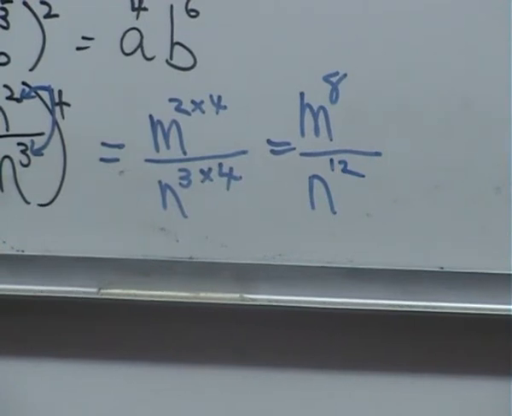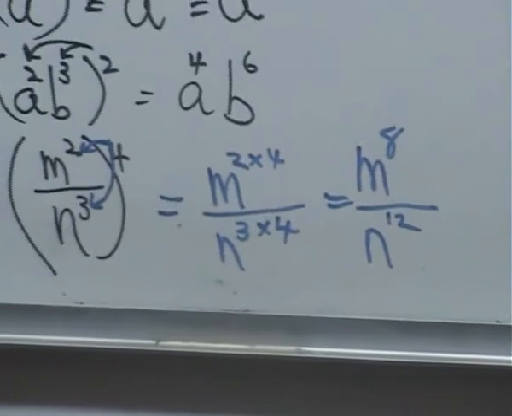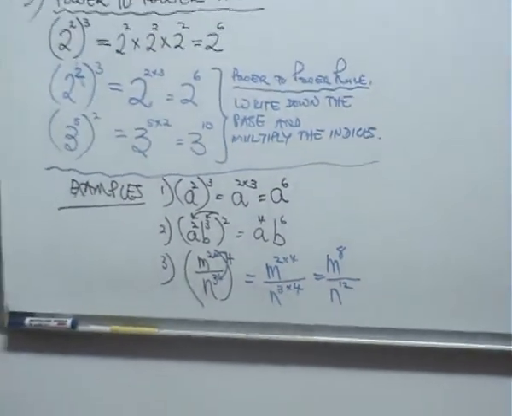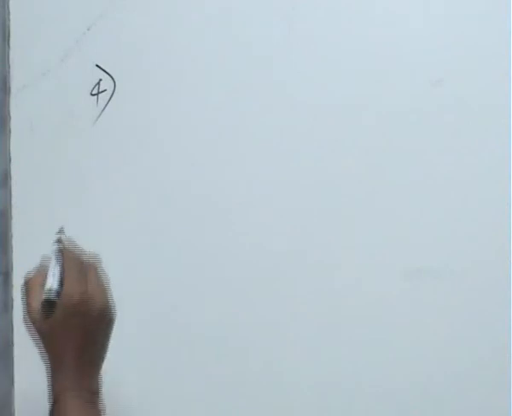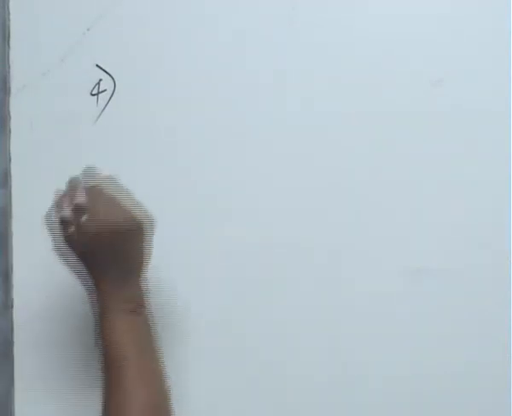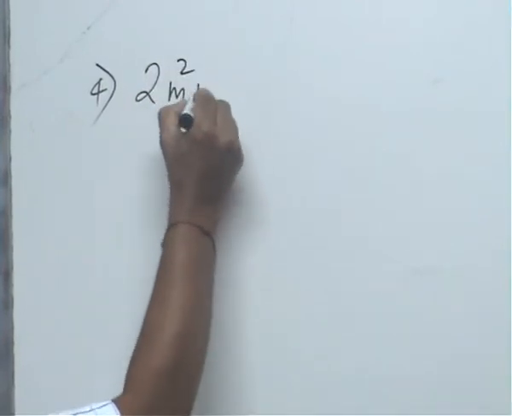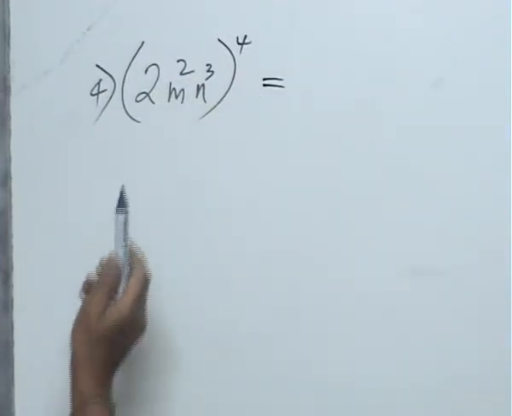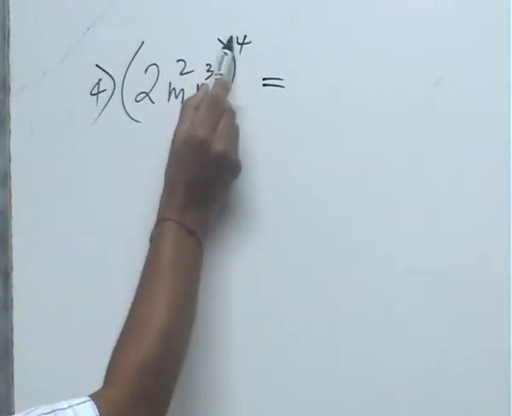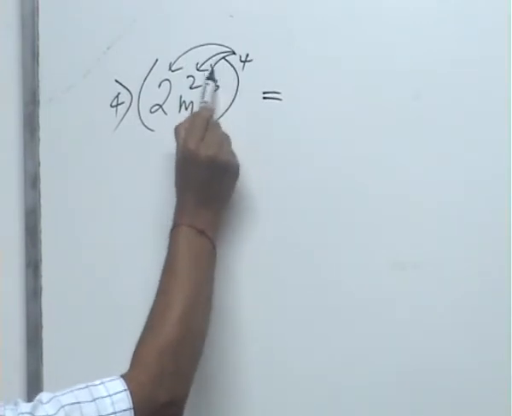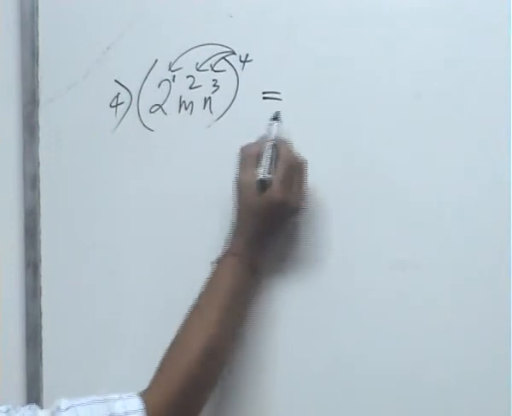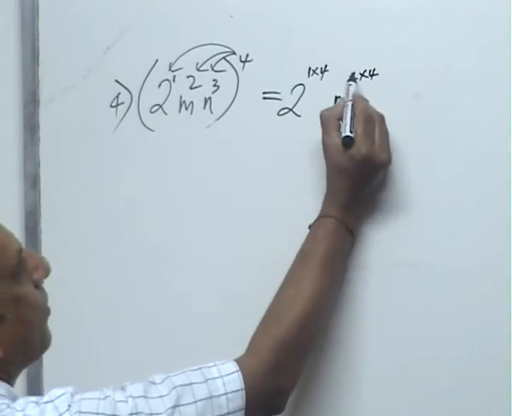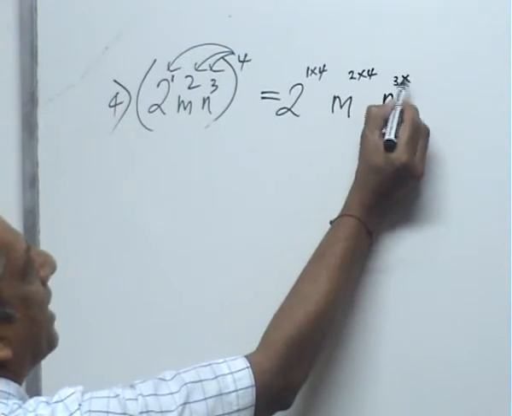So I'm going to do a few more examples on the board to make this clear. All right, some more examples on power to power. Let's take an example like this: 2m squared n cubed all to the 4. Well, if you have a problem remembering things, this is like 3 rooms in a house. We want to send the power to every room. Now remember, the 1 is understood here. So this is really 2 to the 1 times 4. Then you got m, 2 times 4. Then you got n, 3 times 4.